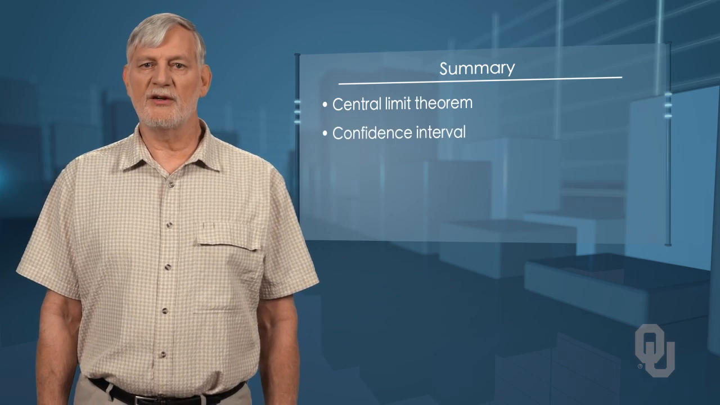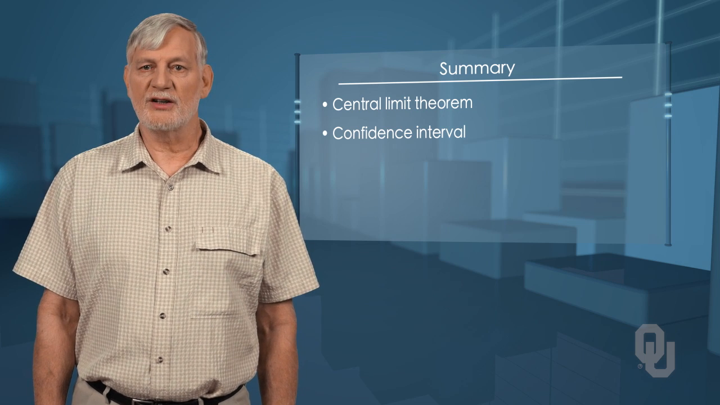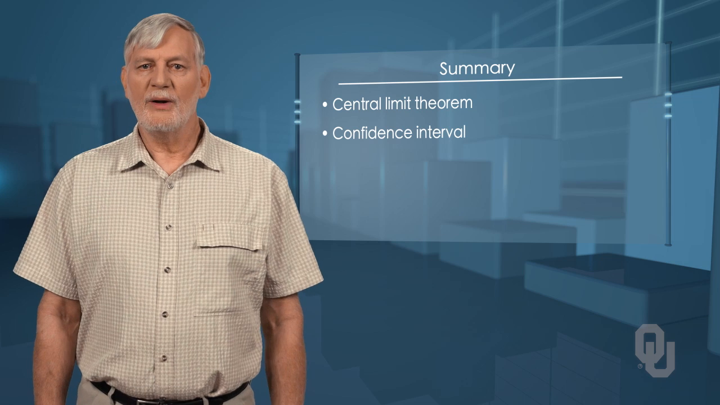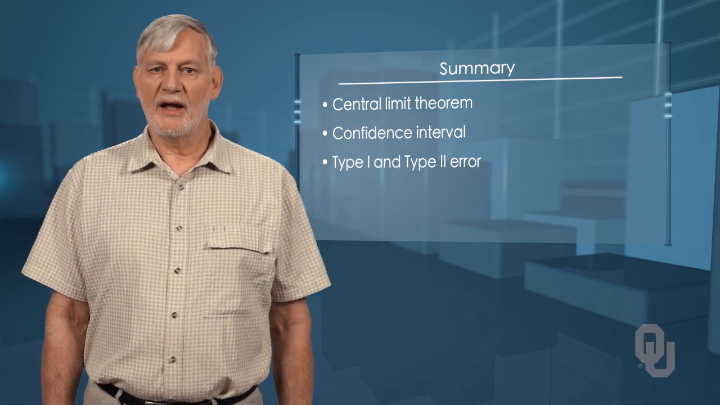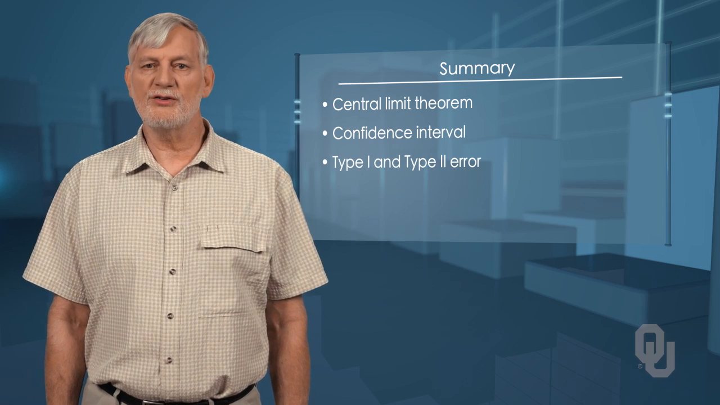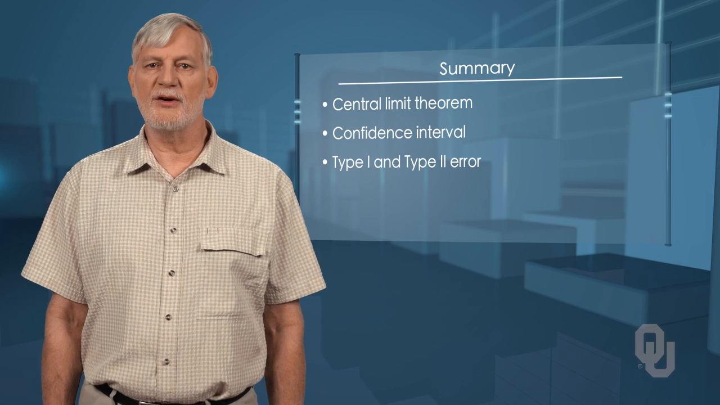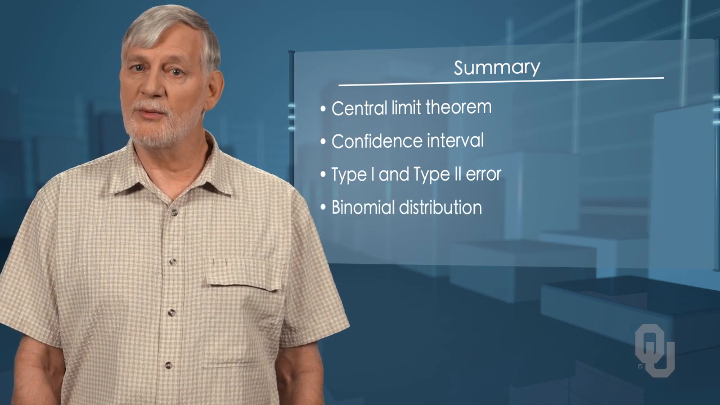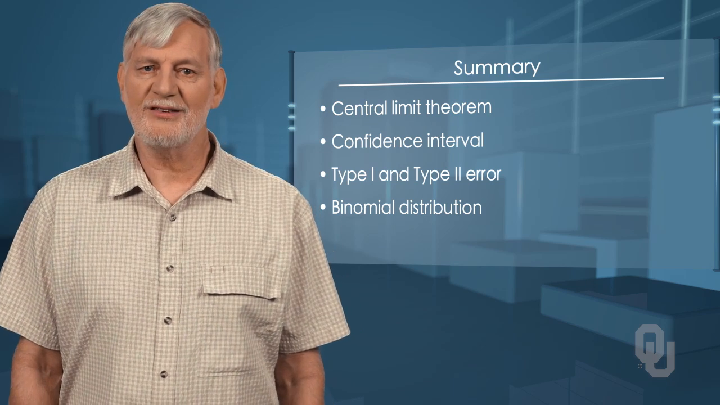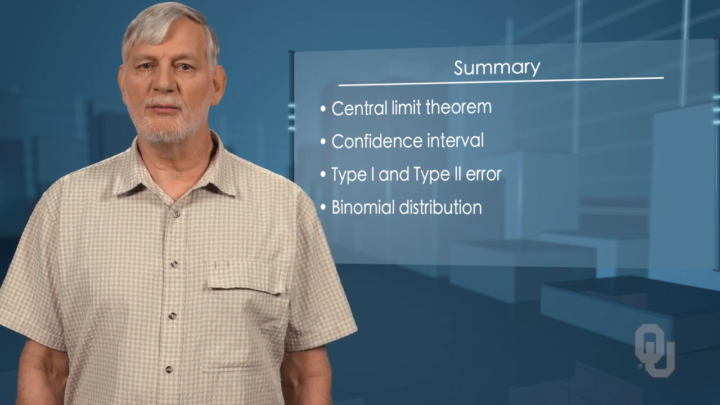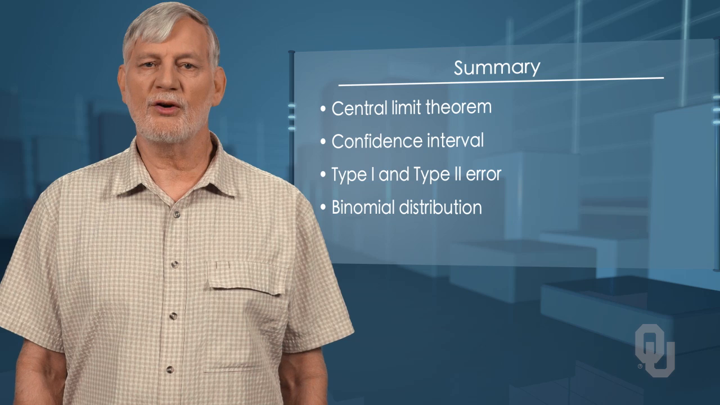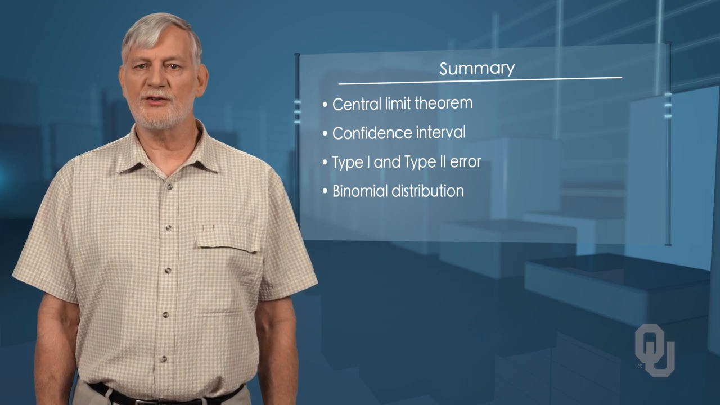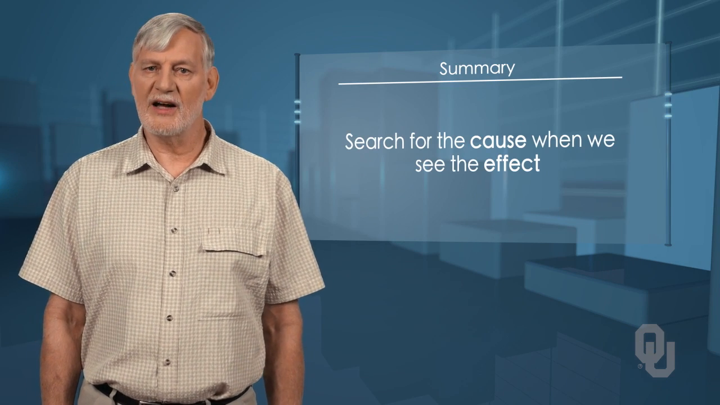We used a confidence interval, now for the prediction rather than for the mean or proportion. We needed the type 1 error and the type 2 error to draw conclusions concerning the significance of the parameters of our multivariable regression model. Even the binomial distribution showed up, but this time as a binary dummy variable to capture the effects of categorical data. This gets us back to the beginning, our search for the cause when we see the effect.